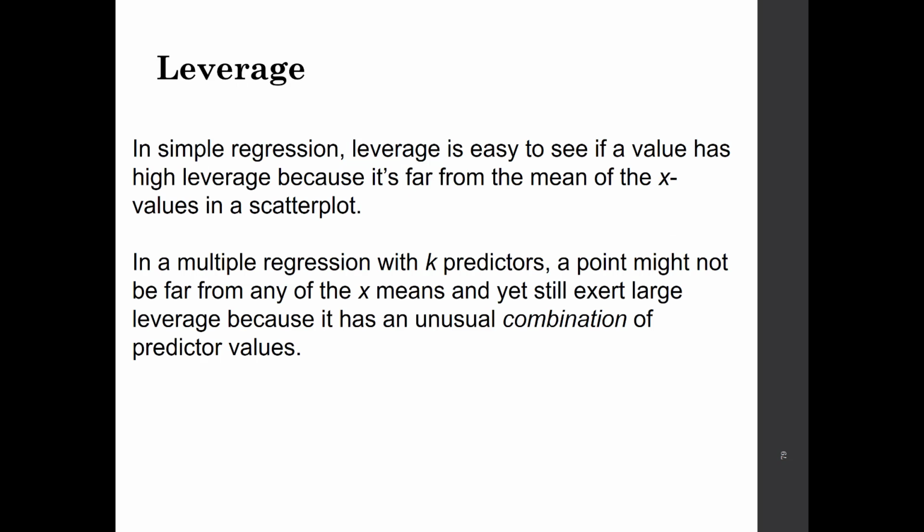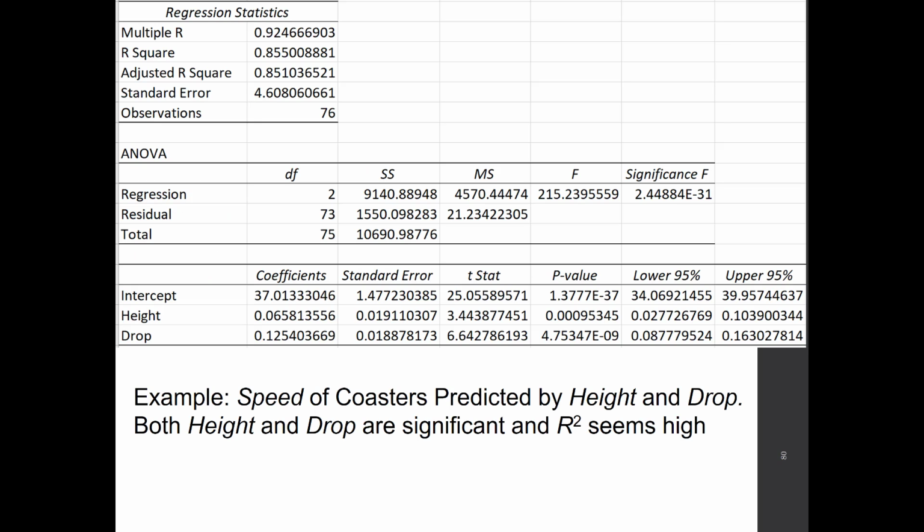In simple regression, leverage was easy to see: a value has high leverage because it's far from the mean of the x values in a scatter plot. But in multiple regression with k predictors, a point might not be far from any of the x means and yet still exert large leverage because it has an unusual combination of predictor values.